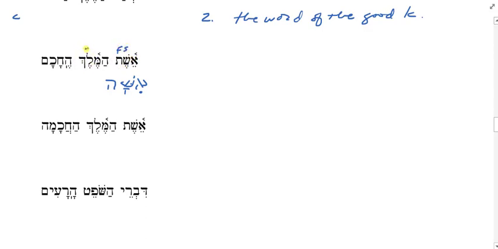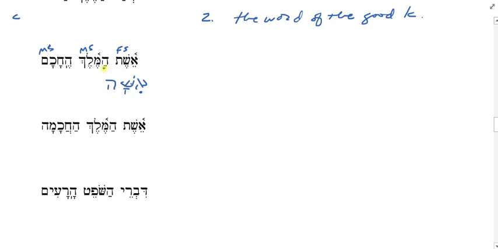Hamelech is what gender and number? Masculine singular. Is eshet definite? It is, because thing two is definite. So how would I just translate eshet hamelech? The wife of the king. The wife of the king. Hechakam, that is an adjective. What gender and number is that? Is it plural? Is there an eem ending here? Yep, it's singular. Good. Is it articular? Yes?